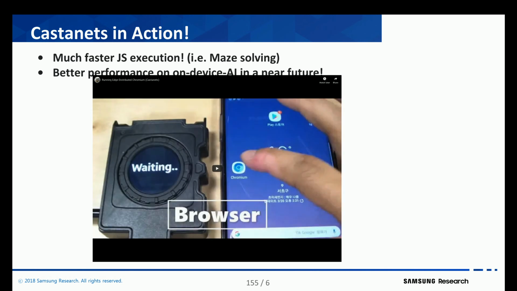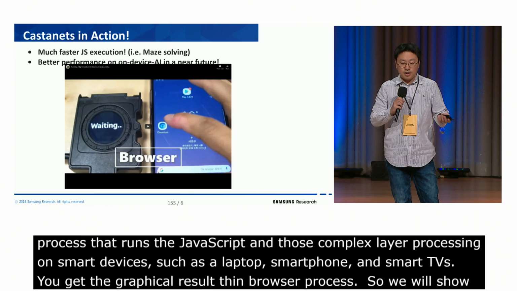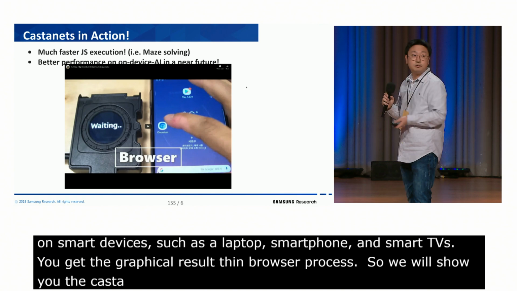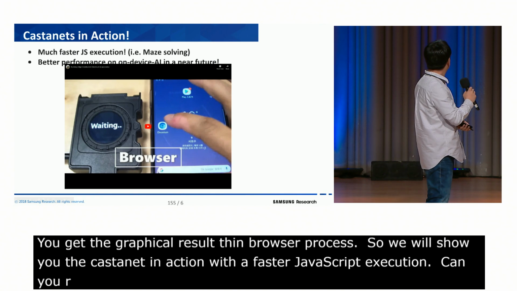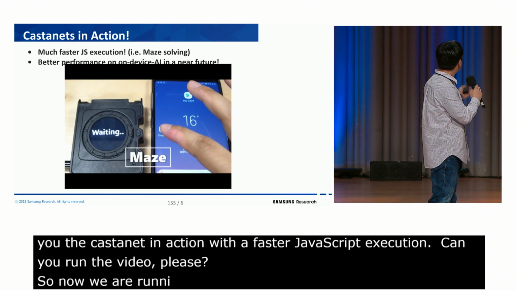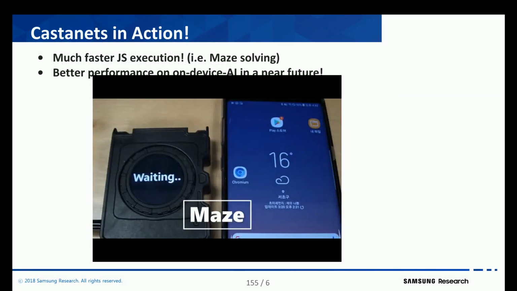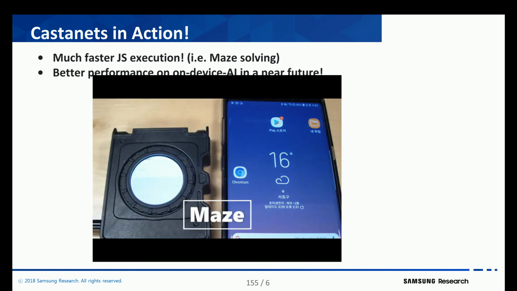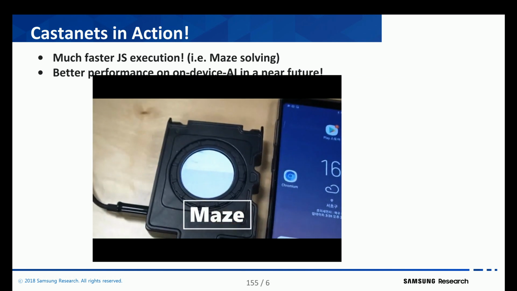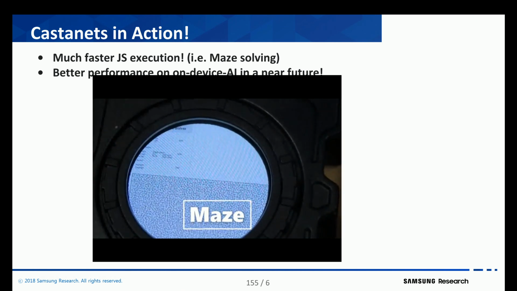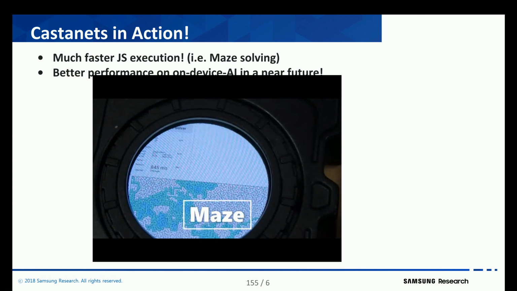So we'll show you Castanets in action. You can get much faster JavaScript execution. Can you try to run the videos, please? So now we are running the browser process on the small device and the render process on the Android phone. And if you run the maze, you load a web page and try to solve the maze problem. And within a second, you get the result from the render process.